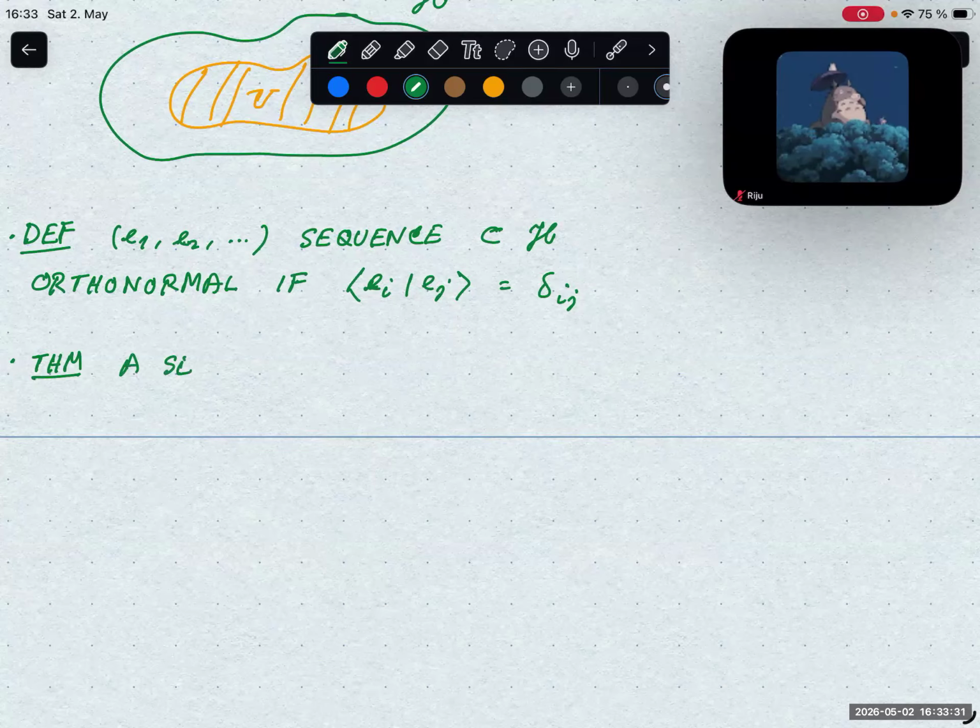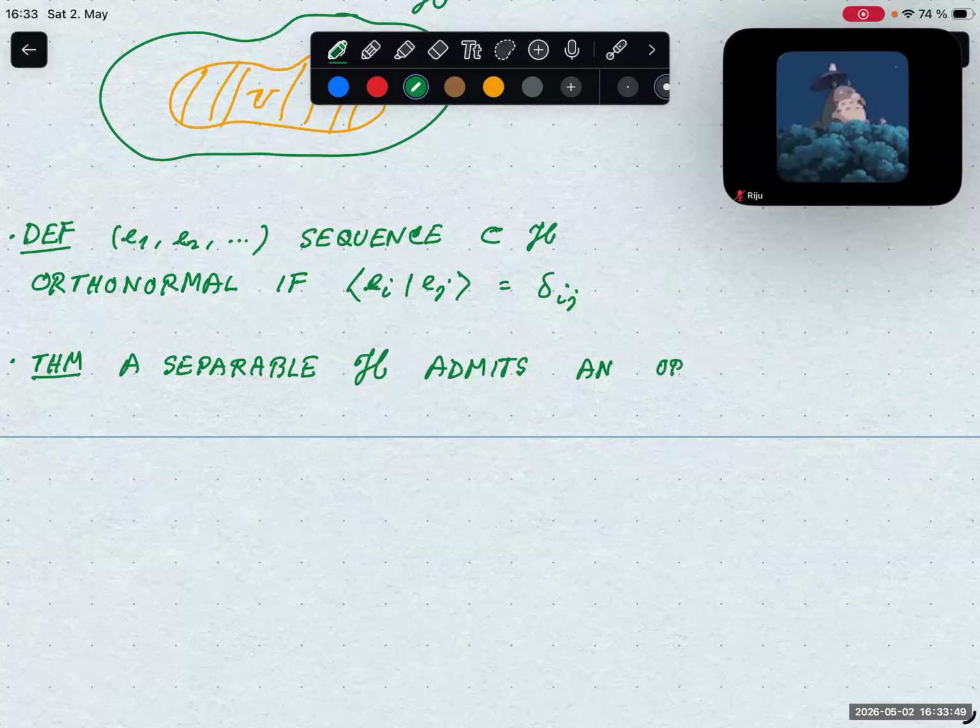A separable Hilbert space admits an orthonormal basis.